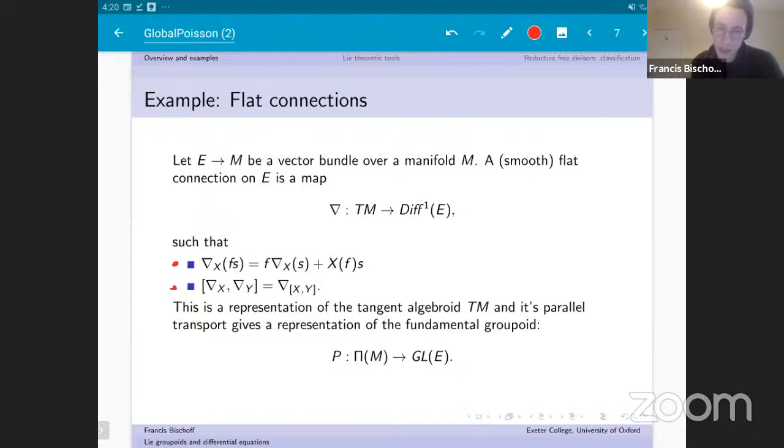We can interpret this as a representation of the tangent algebroid. And then by taking the parallel transport of the flat connection, we get a representation of the fundamental groupoid. This is the groupoid which consists of paths in M taken up to homotopy. Okay, so these are the 2 prototypical examples that you can keep in mind.